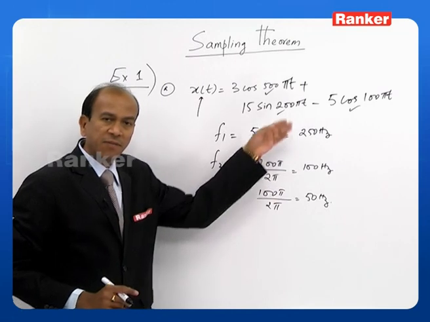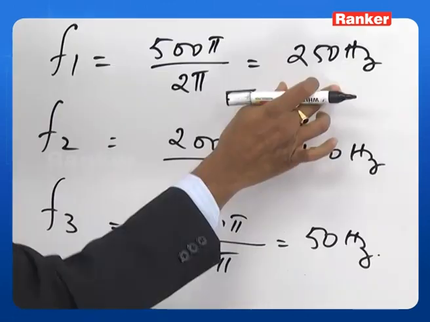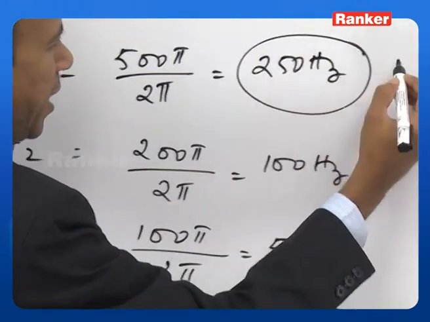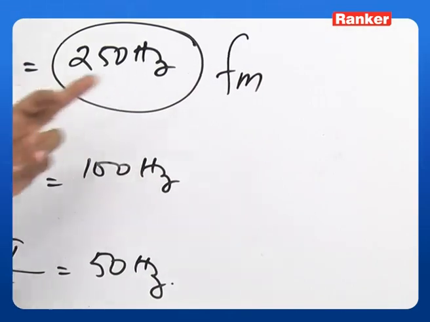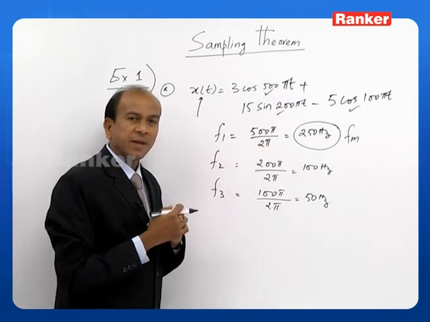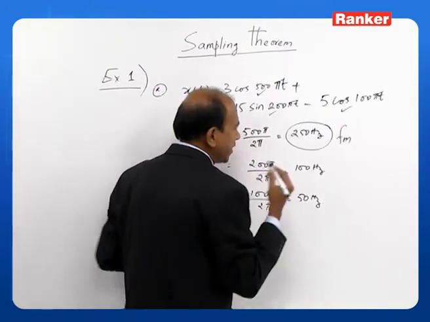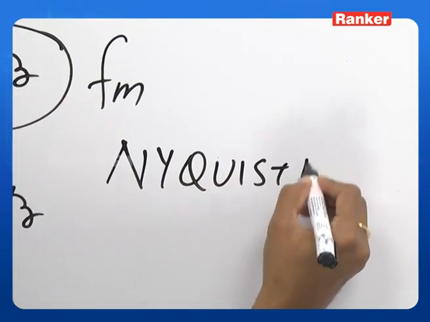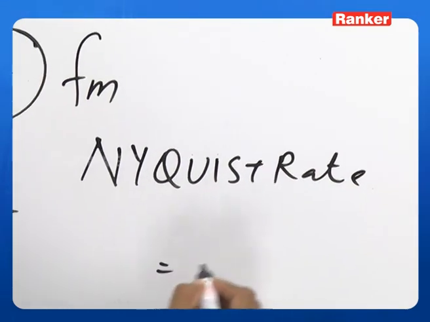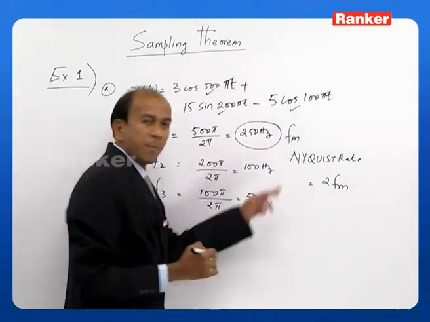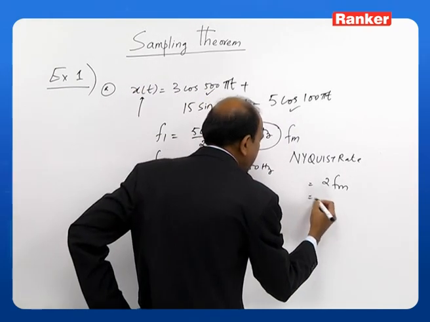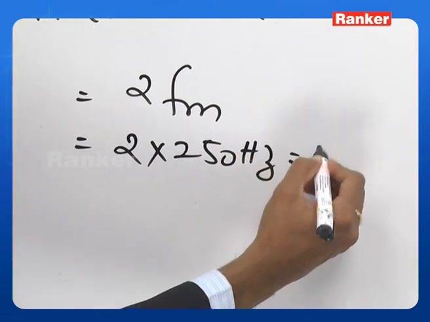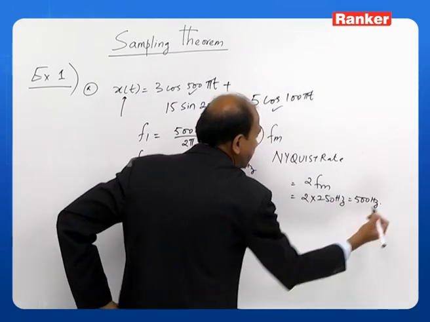So we have 3 different frequency components. One is 250 hertz, the second is 100 hertz, the third is 50 hertz. If we look at this, 250 hertz happens to be the maximum frequency. Now, what is the Nyquist rate? Nyquist rate is equal to twice the maximum frequency. So what is twice the maximum frequency? This is 2 into 250 hertz, that is equal to 500 hertz.